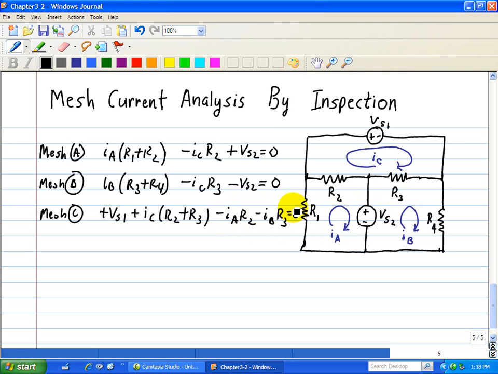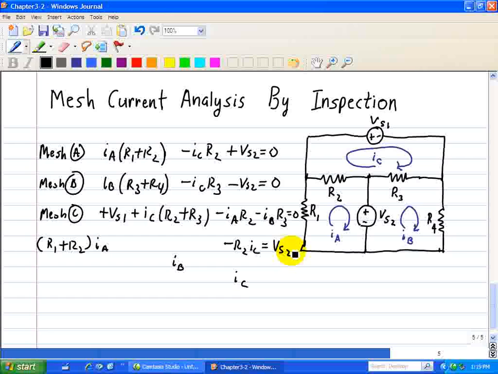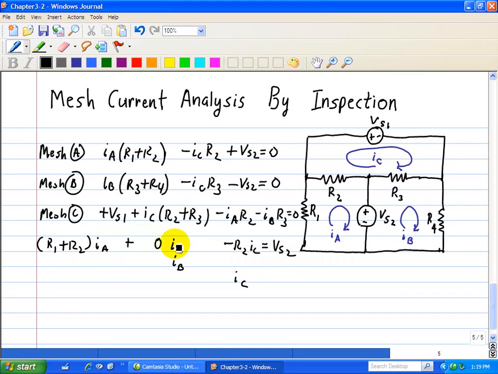Now let's arrange this in standard form. So we'll put all the diagonal terms IA, IB, and IC as positive, and we see the coefficients associated with IA is R1 plus R2. The off diagonal terms, we have a minus R2 here for IC, and that's equal to VS2. So we have a plus 0 IB.